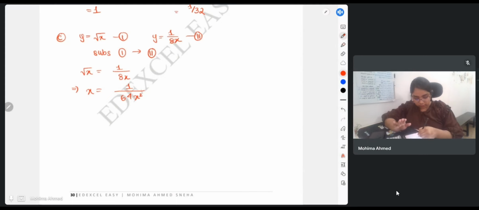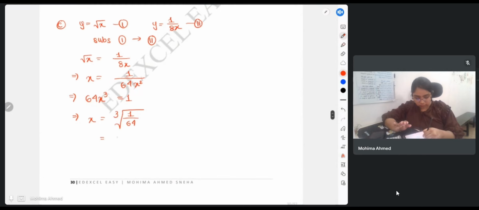I'll just take everything to the left hand side. So now you have 64x cubed minus 1. Finally you get x equals the cube root of 1 by 64. The final answer for this is 1 by 4.